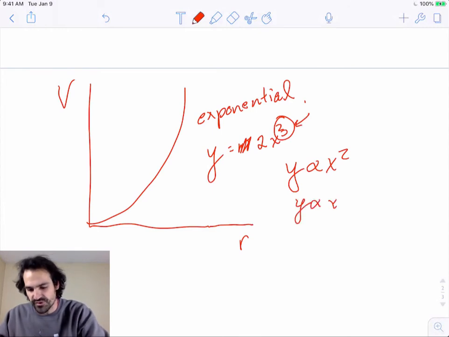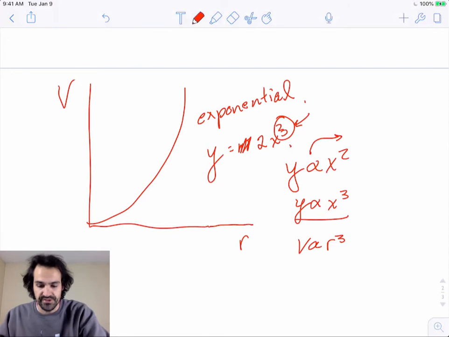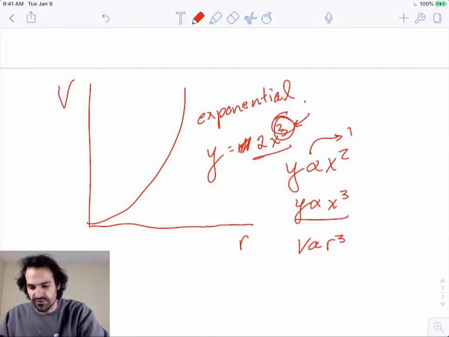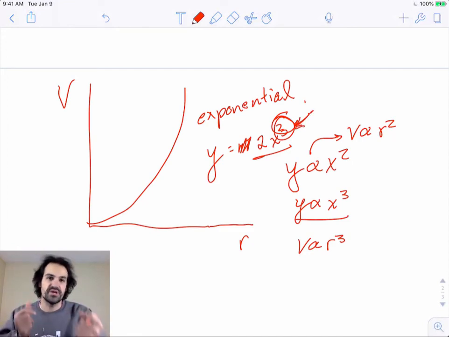Y is proportional to x cubed. Or rather, voltage would be proportional to radius cubed. Or in this case, if you got a squared value up here, voltage is proportional to radius squared. So your exponent will automatically spit out your proportionality.